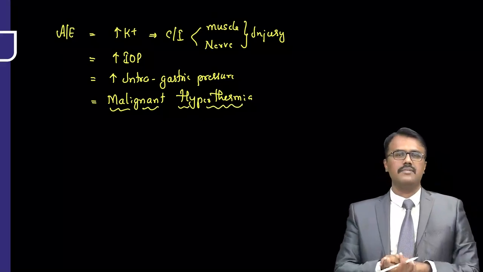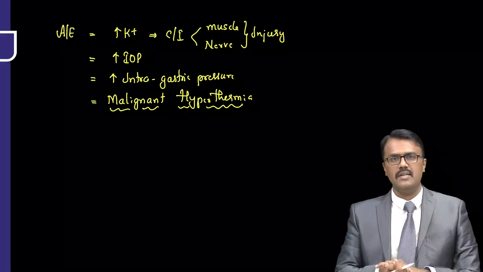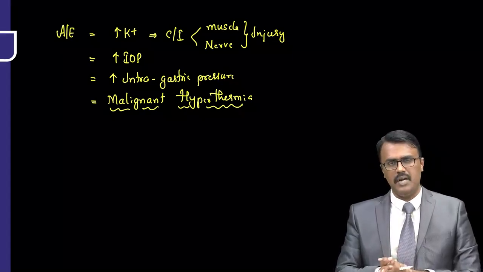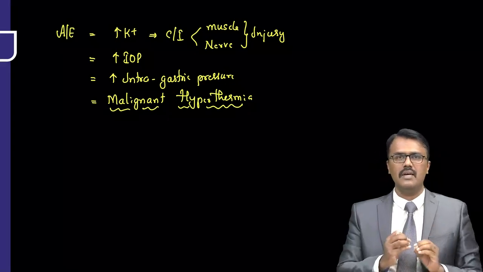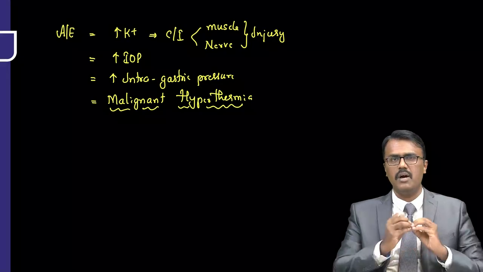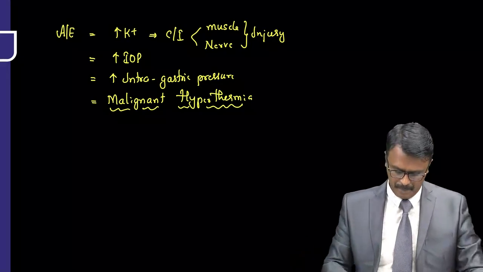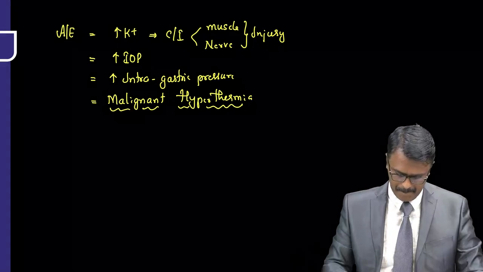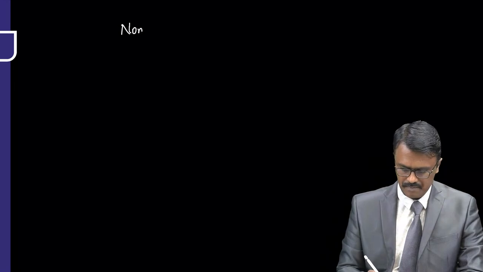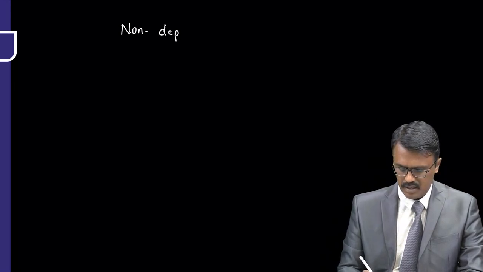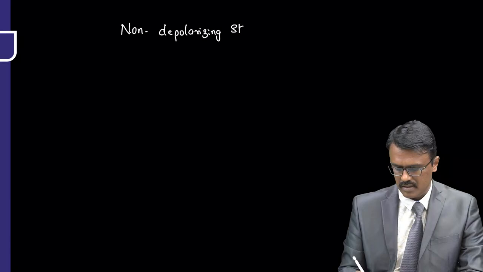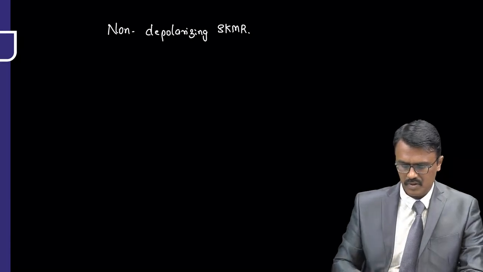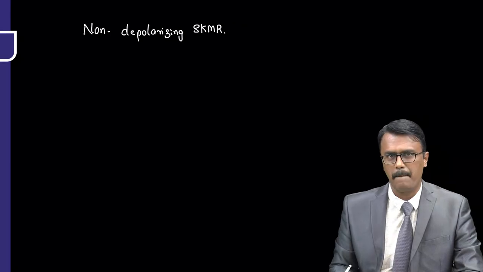Okay, so we are done with the depolarizing skeletal muscle relaxant called succinylcholine. Mainly you have to remember succinylcholine-induced apnea, which is a pharmacogenetic condition. So let us move on to the next type of muscle relaxant. They are called non-depolarizing skeletal muscle relaxants.